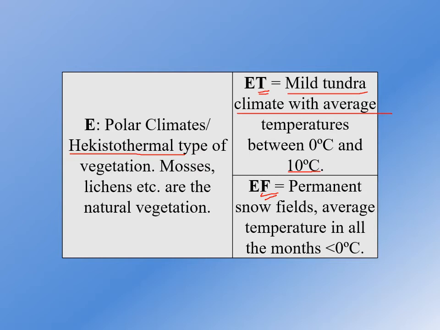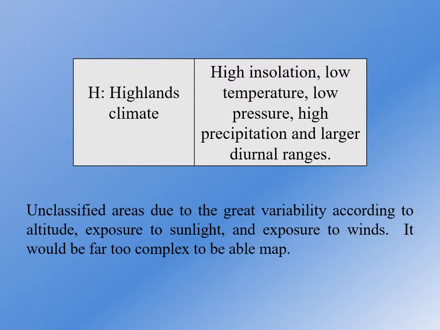The last type is known as the highland climates, which receive generally high insolation and low temperature conditions, low pressure, high precipitation, and a larger diurnal range of different climatic components are found to occur in these areas. This highland climate is basically unclassified because there is great variability according to different altitude, different exposure to sunlight, and different exposure to wind activity.